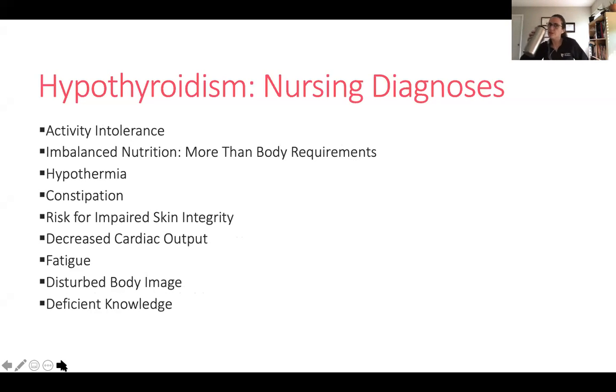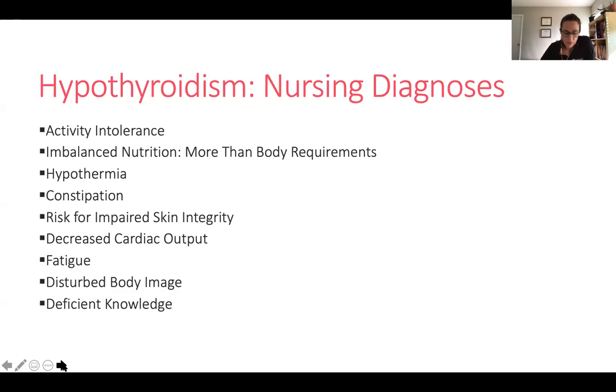So for nursing diagnoses, activity intolerance. So they have low energy levels, they tire really easily. So you want to plan care accordingly to allow for rest periods. And these people are already low metabolism, tired. So you don't want to give them too many sedatives. So like with the hyperthyroidism people, you want to discourage them from drinking caffeine. These people have to be careful with sedatives. They're a little bit more sensitive to them.